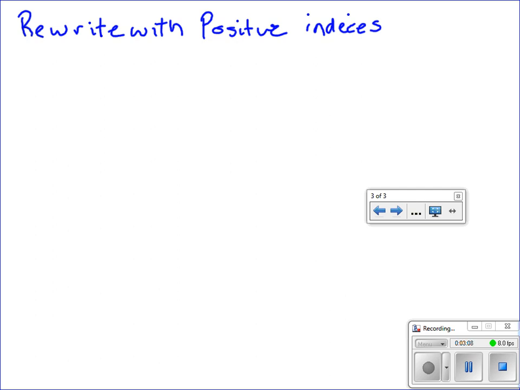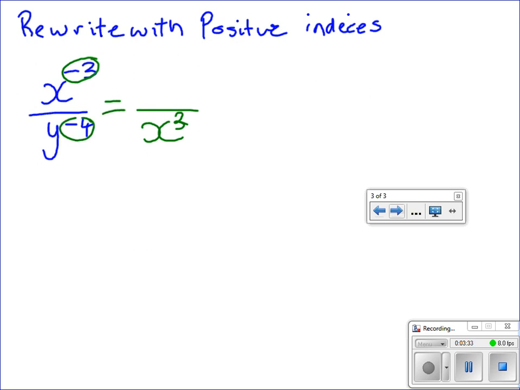Rewrite with positive indices. In this one, we've got x to the power of negative 3 over y to the power of negative 4. What we're going to do is flip the top and the bottom. I'm going to put the x on the bottom because it's a negative power, so it's got to go down the other side. My y is also a negative power, so I'm going to put the y up the top and change the power to positive. That's all we're trying to do. We're just trying to rotate them round.